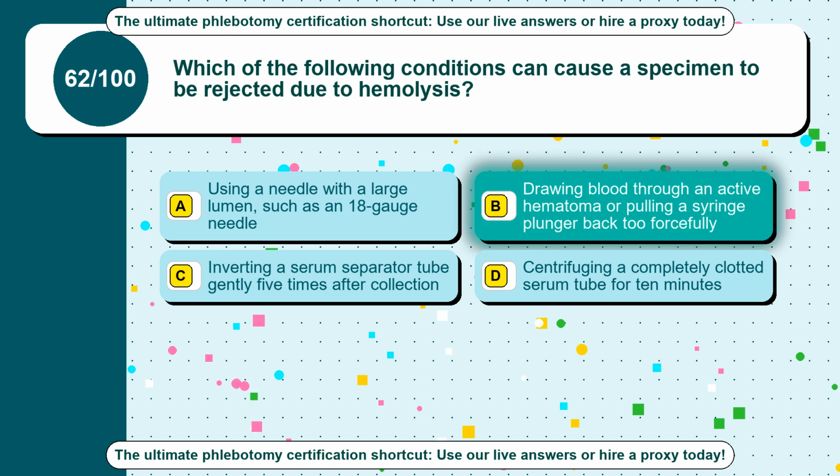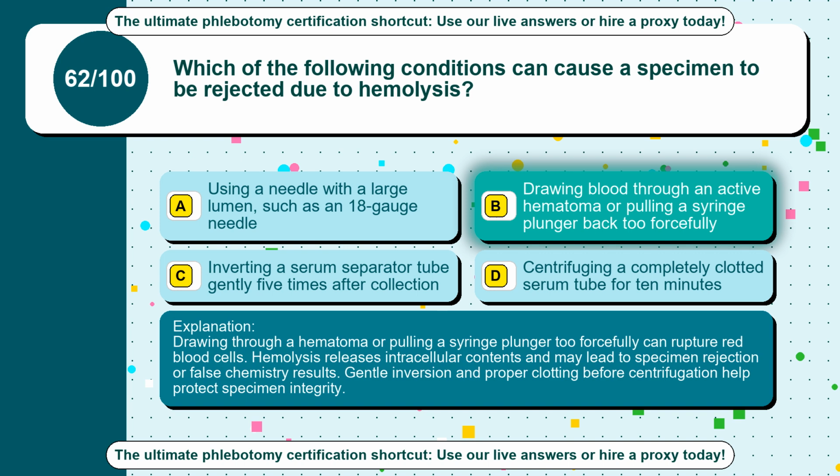The correct answer is option B. Drawing blood through an active hematoma or pulling a syringe plunger back too forcefully. Drawing through a hematoma or pulling a syringe plunger too forcefully can rupture red blood cells. Hemolysis releases intracellular contents and may lead to specimen rejection or false chemistry results. Gentle inversion and proper clotting before centrifugation help protect specimen integrity.